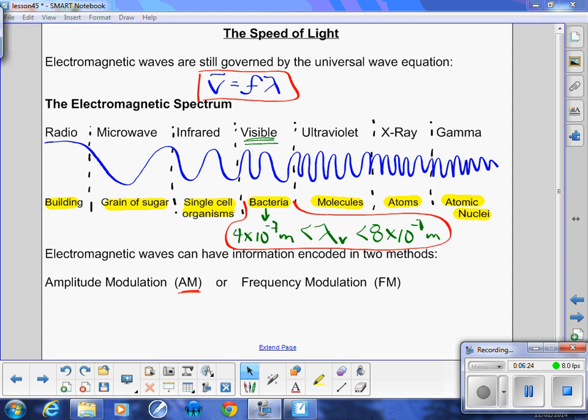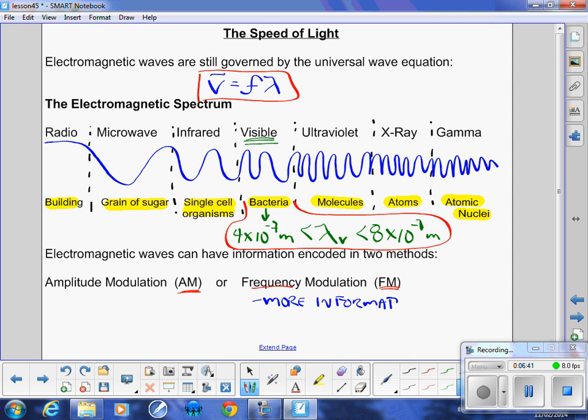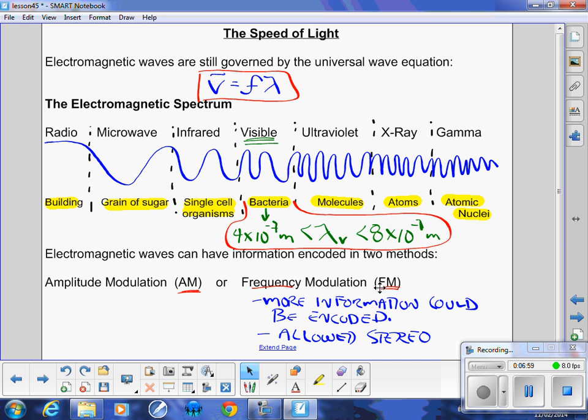Now FM means frequency modulation. Because there's more range in terms of frequency than there was in amplitude, more information could be encoded, and it allowed for some nice features like stereo. When I started listening to FM, I was trying to figure out why one speaker wasn't working and the other one was, and then both were sometimes, until I figured out, hey, that's what stereo is, right on.